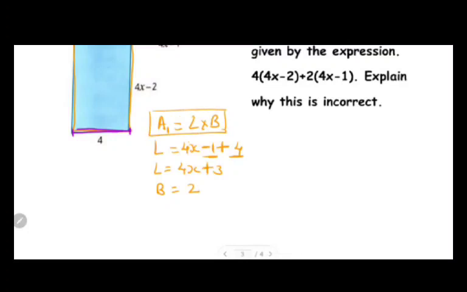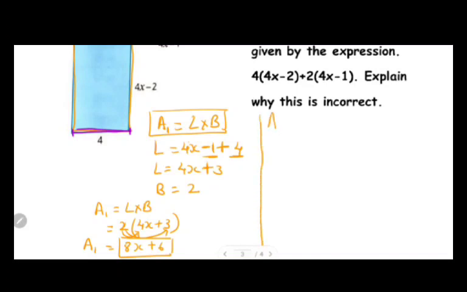Coming back to the formula, area is equal to length into breadth. Breadth is 2 multiplied by the entire length, which is 4x plus 3. 2 into 4 gives me 8x. 2 into 3 gives me 6. So that's the area of the first rectangle. Let's find out the area of the second rectangle. This is again L into B.